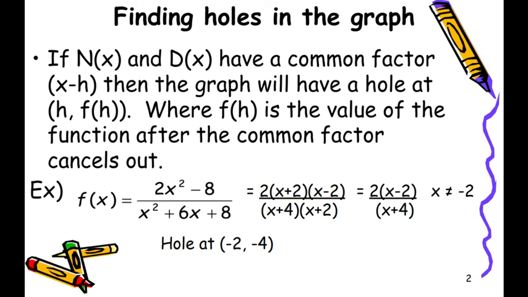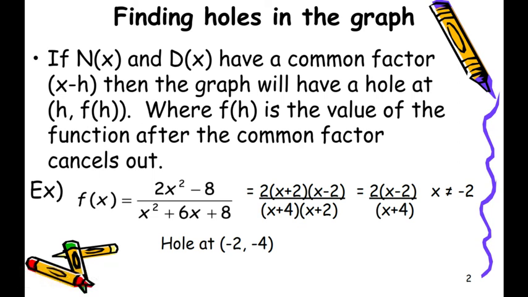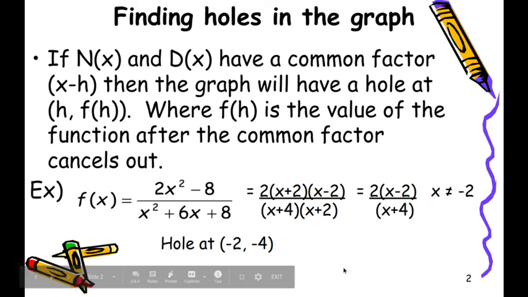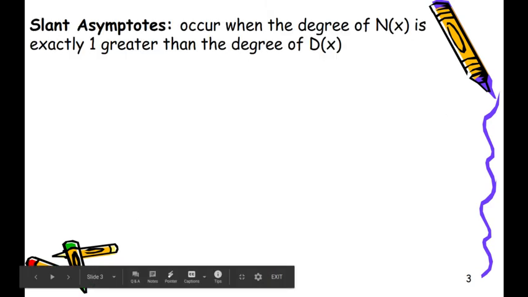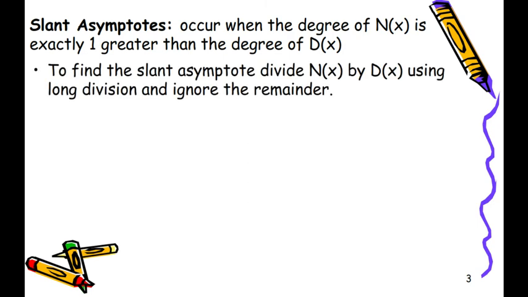The other thing that we can say is that when we had horizontal asymptotes, we had 3 rules. If the degree of the bottom was bigger, there was a horizontal asymptote at y equals 0. If the degrees were equal, we had to take the leading coefficient of the top over the leading coefficient of the bottom. And if the degree of the top was bigger, we didn't have a horizontal asymptote. However, there is a special case where you can have something called a slant asymptote. Okay, and this occurs when the degree of the numerator is exactly 1 greater than the degree of the denominator. And to find that slant asymptote, we have to use long division.